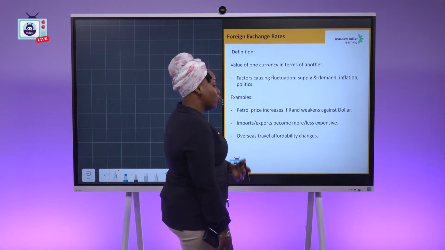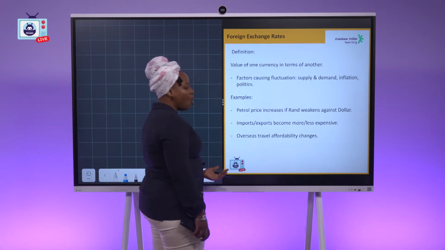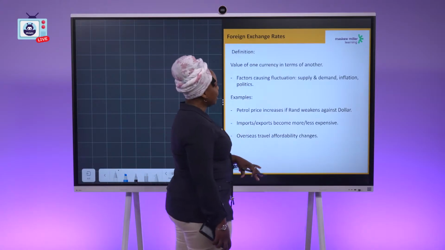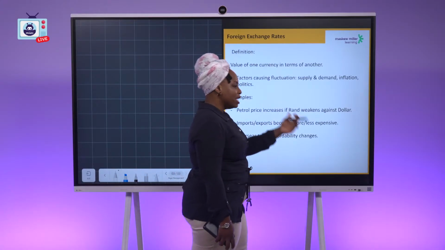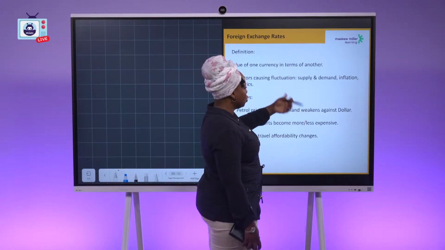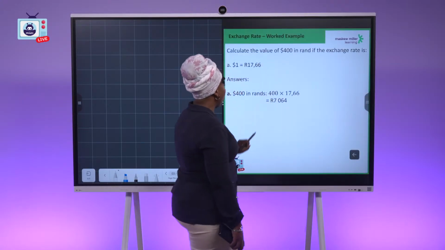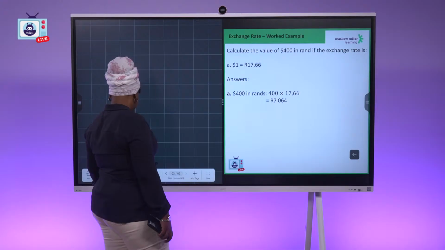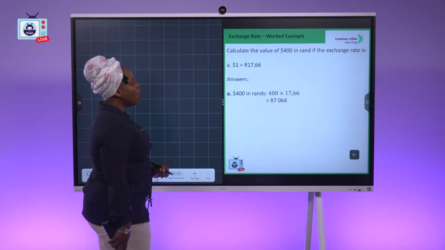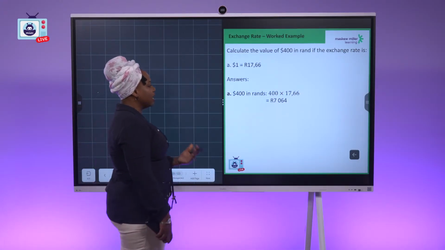And also those who travel overseas and all that, the money that we use here in South Africa does not really work in another country, so it needs to be changed, where we are all using exchange rates. So this is an example of how the exchange rate can be calculated.